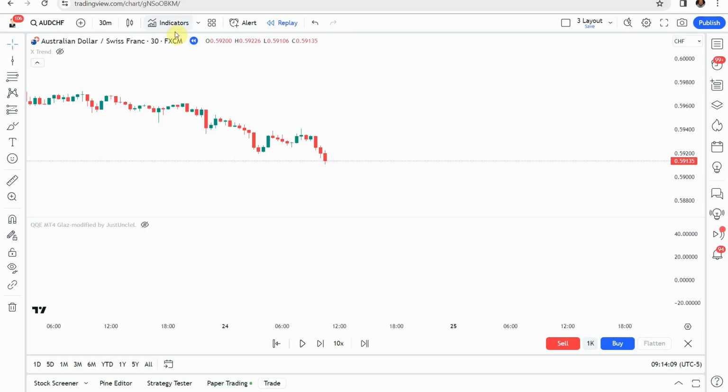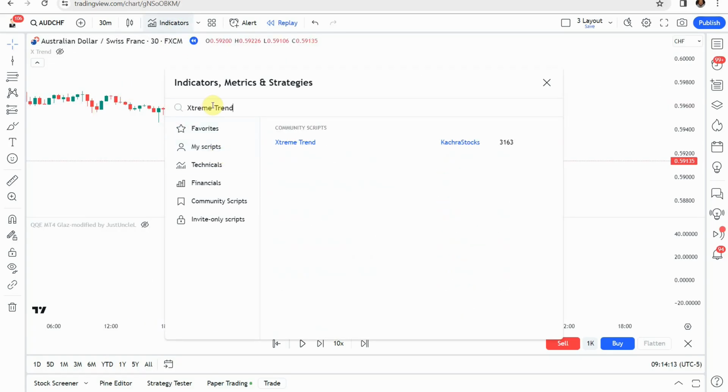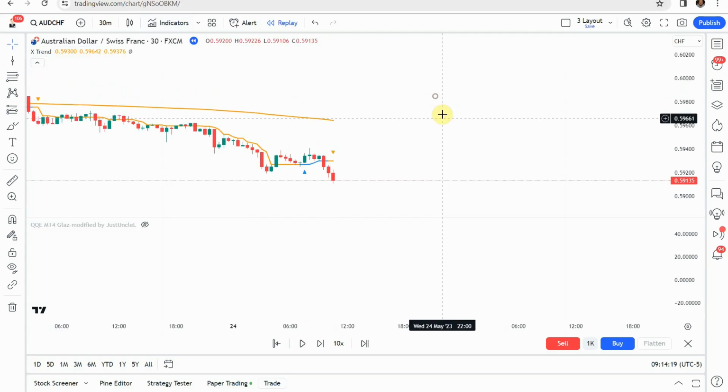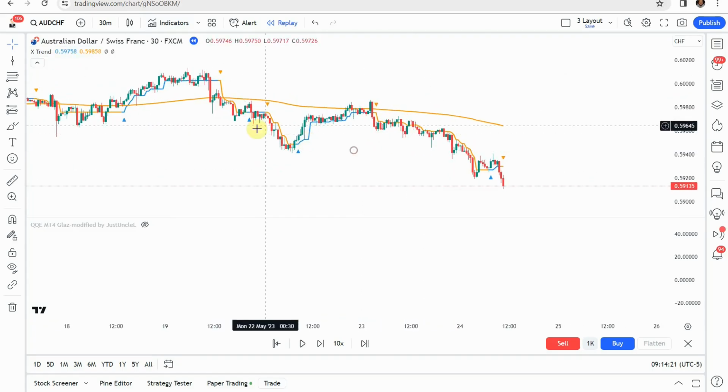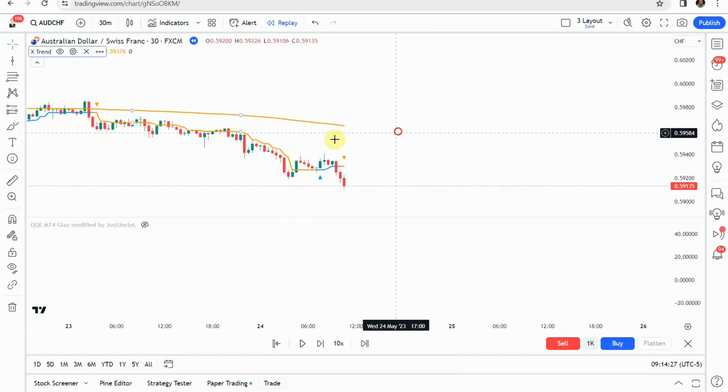So the first indicator that we will put on screen is going to be the extreme trend indicator, this one right here. So go ahead and add that one to the screen, and it will look like this here. The settings all stayed the same. We didn't change any of the settings on this one.